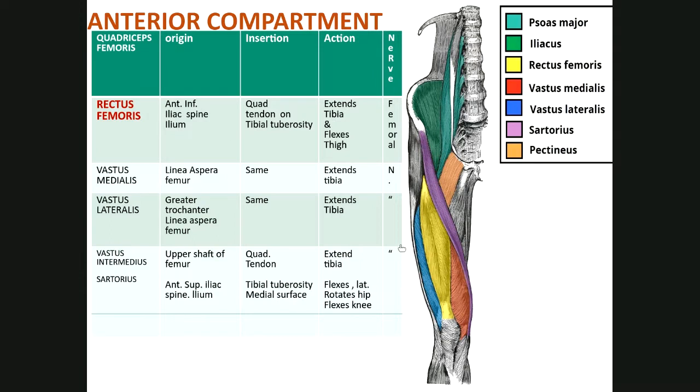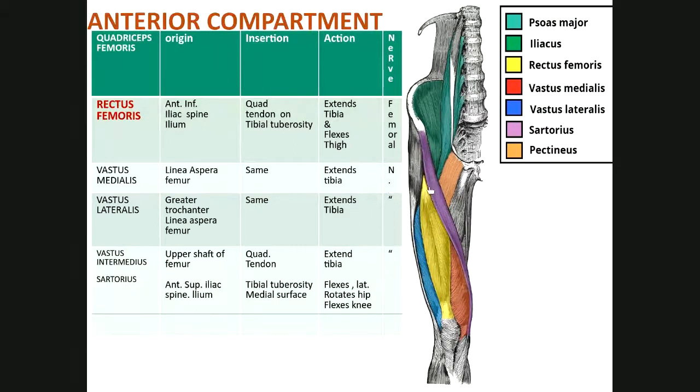So in this anterior compartment, let's talk about the quadriceps femoris, the first one being the rectus femoris. It originates along the anterior superior iliac spine, and it's going to insert into the quadriceps tendon. Because it crosses the 2 joints, it's going to flex the thigh and extend the knee. The vastus medialis is here in the orange. Again, it's going to originate along the linea aspera of the femur. It's going to insert in the quadriceps tendon along the tibial tuberosity, and it's another knee extensor.